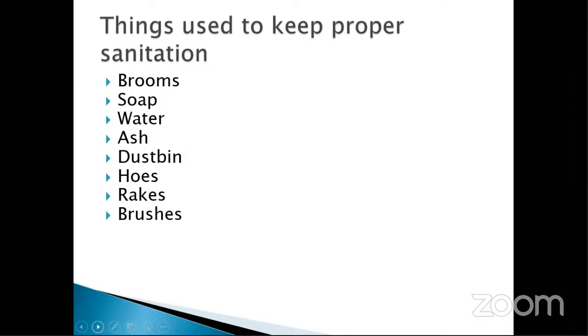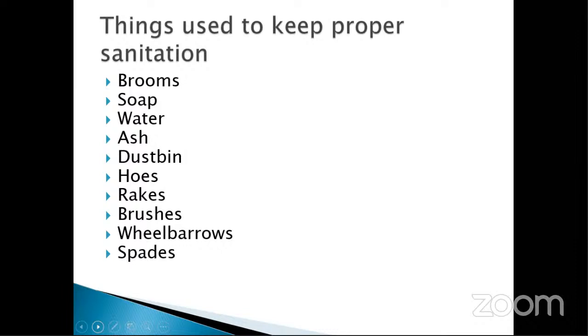Let's move on. We have the wheelbarrows, as simple as that. The wheelbarrows, we know we use them for carrying rubbish to the rubbish pit. As simple. So these ones are very many. We also have the spade and so many others. So these are the other items that we use to keep proper sanitation.